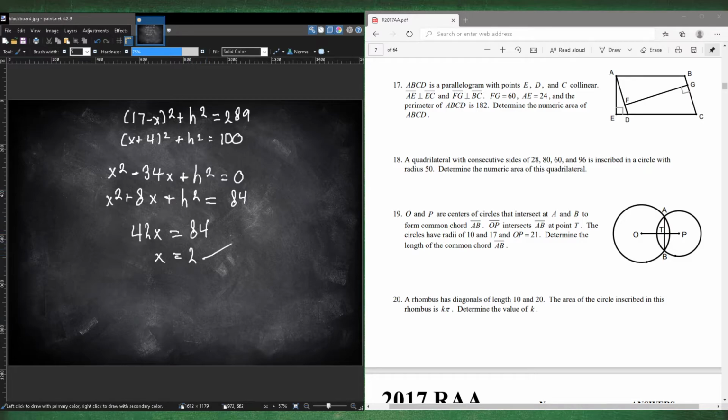Now we can plug it back into our equation to get our h. So we plug into this one. That's 4 minus 40 minus 68 plus h squared is equal to 0, right? So then this will be negative 64, so h squared has to be a positive 64. That means h has to be equal to 8. So AT is h, which means AB is twice that. So 8 times 2 is 16. And that is our answer for number 19. And that's all you have to do.